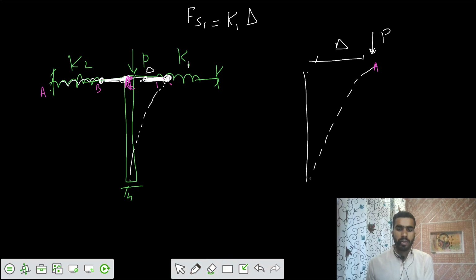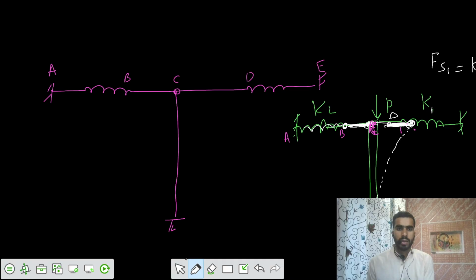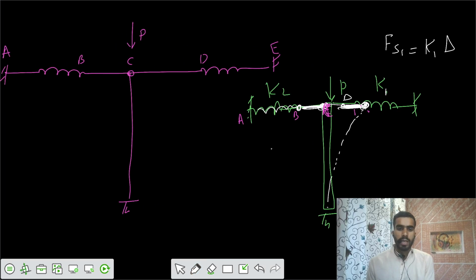Let's have that one more time. I would say you had this spring. So there was some column, and this is your A, this is B, this is C, this is D, and this is E, and you are applying a load of P here. If you displace that point C to either of the sides, let's assume that it's at a delta. So point C has reached here.